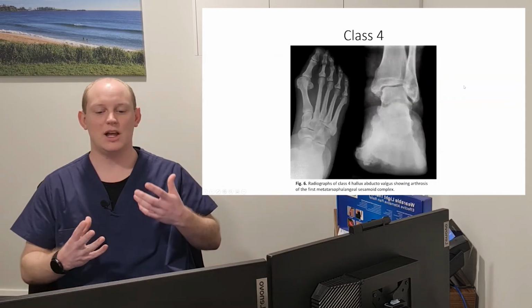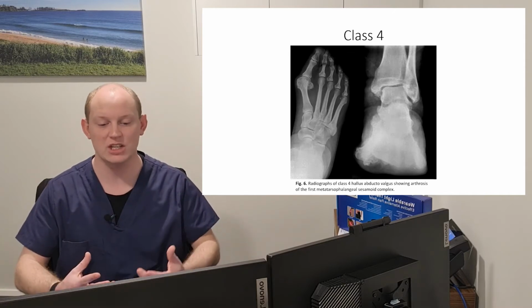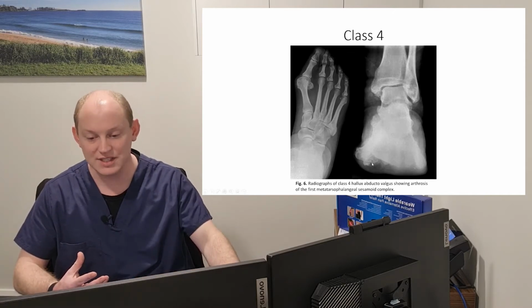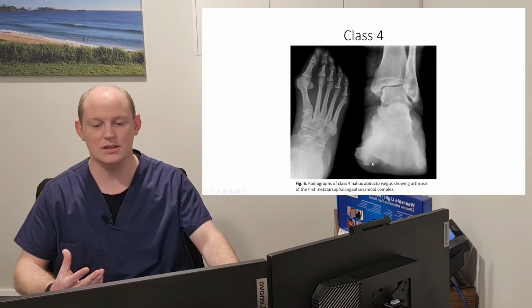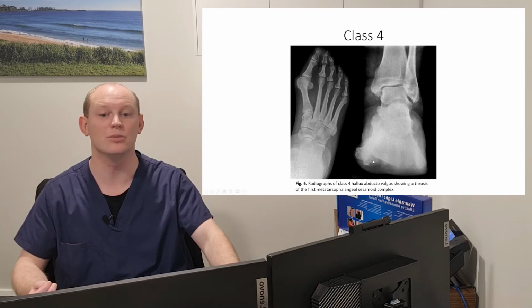When it comes to a class 4, we're starting to see a bit of arthrosis and change of the sesamoids. This is where we're starting to see a little bit more of an advanced deformity occurring.